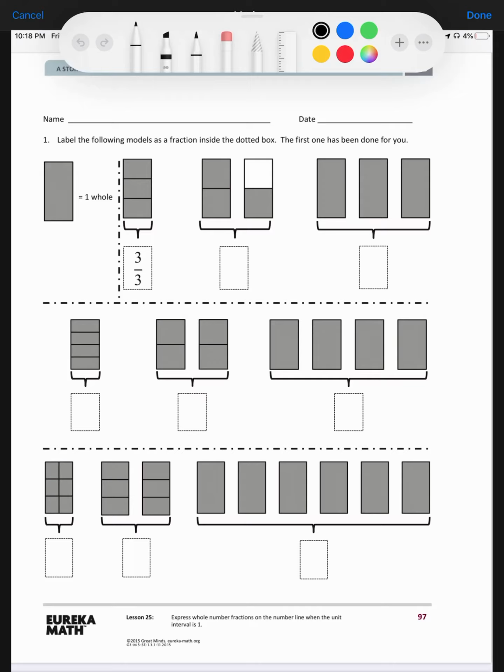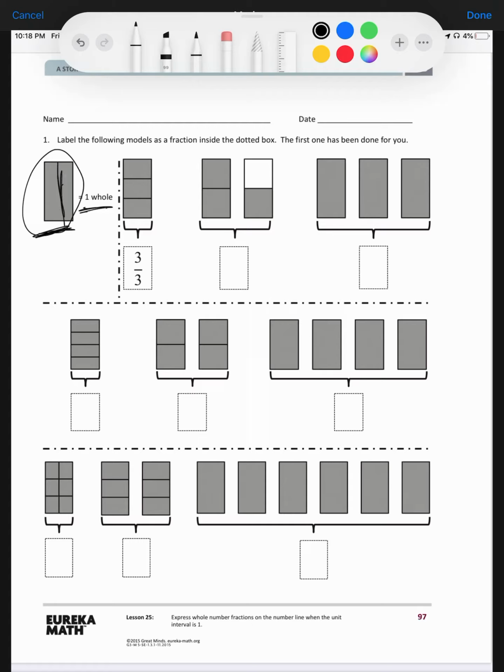So let's start by looking at this first one. It's important to remember that one shape equals one whole, okay? This is one shape. All of it is shaded in, so it's equal to one whole.